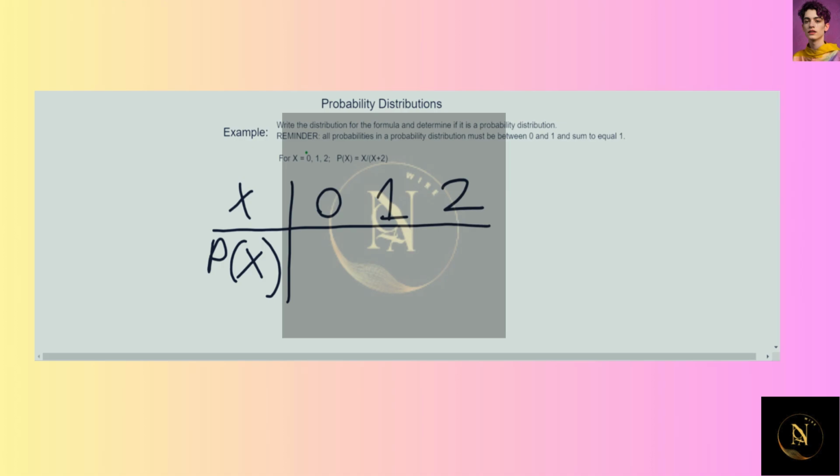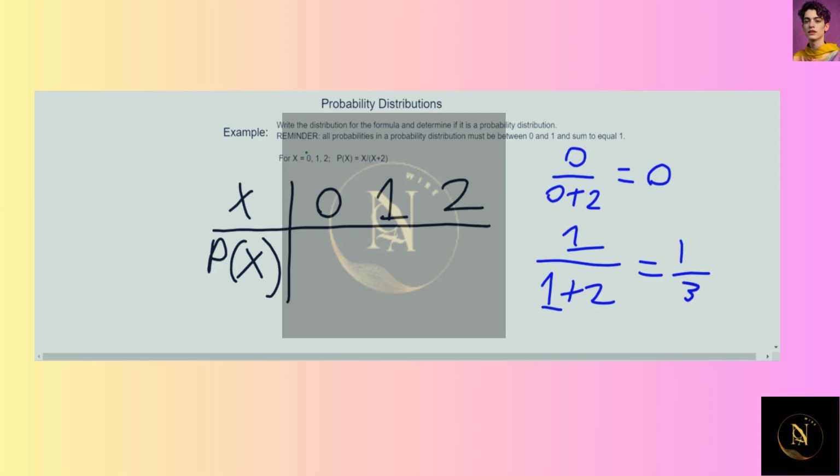Now first, we have our 0, and we'll be plugging it into our equation over here. And we have 0 over 0 plus 2 equals 0. 1 over 1 plus 2 equals 1/3. And finally, 2 over 2 plus 2 equals 1/2. So we have probability of 0 for 0, 1/3 for 1, and 1/2 for 2.